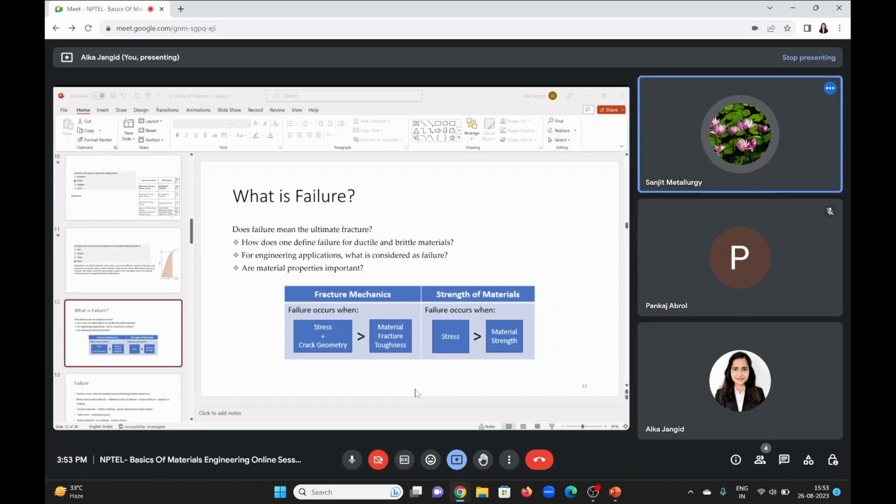Ma'am, in general, we design failure theories for brittle materials and ductile materials. Suppose we have a composite, let's say a metal matrix composite. In that case, how do we design a theory?